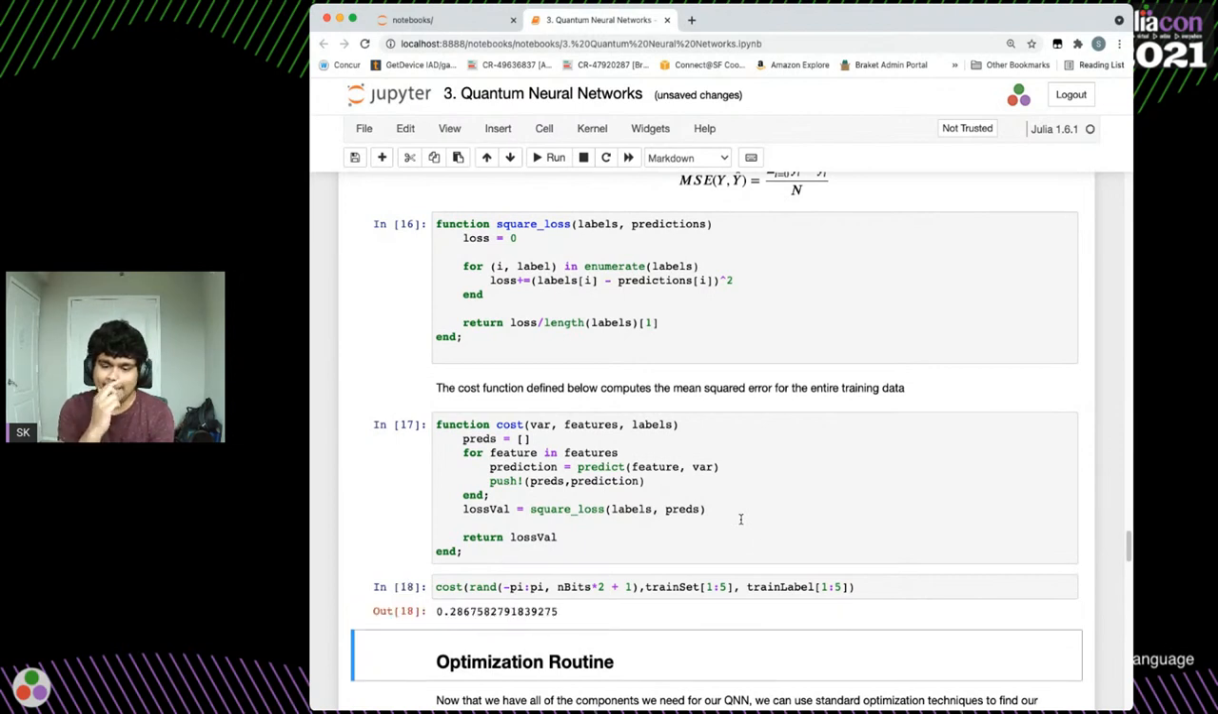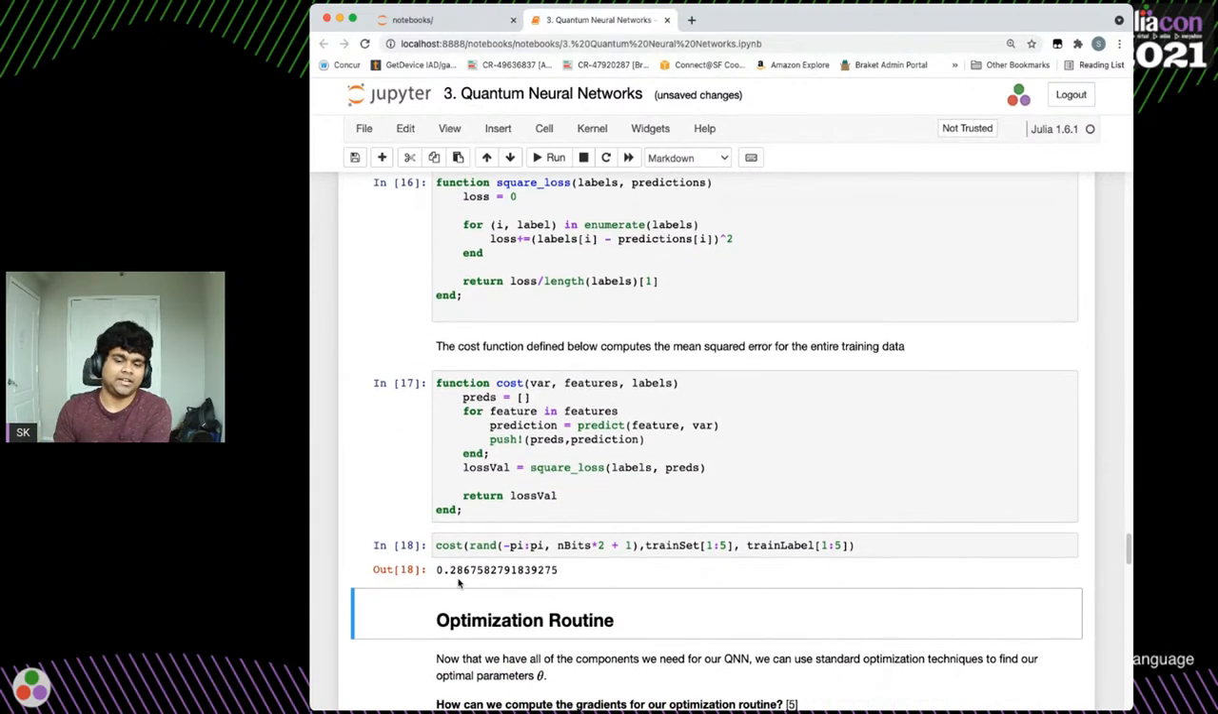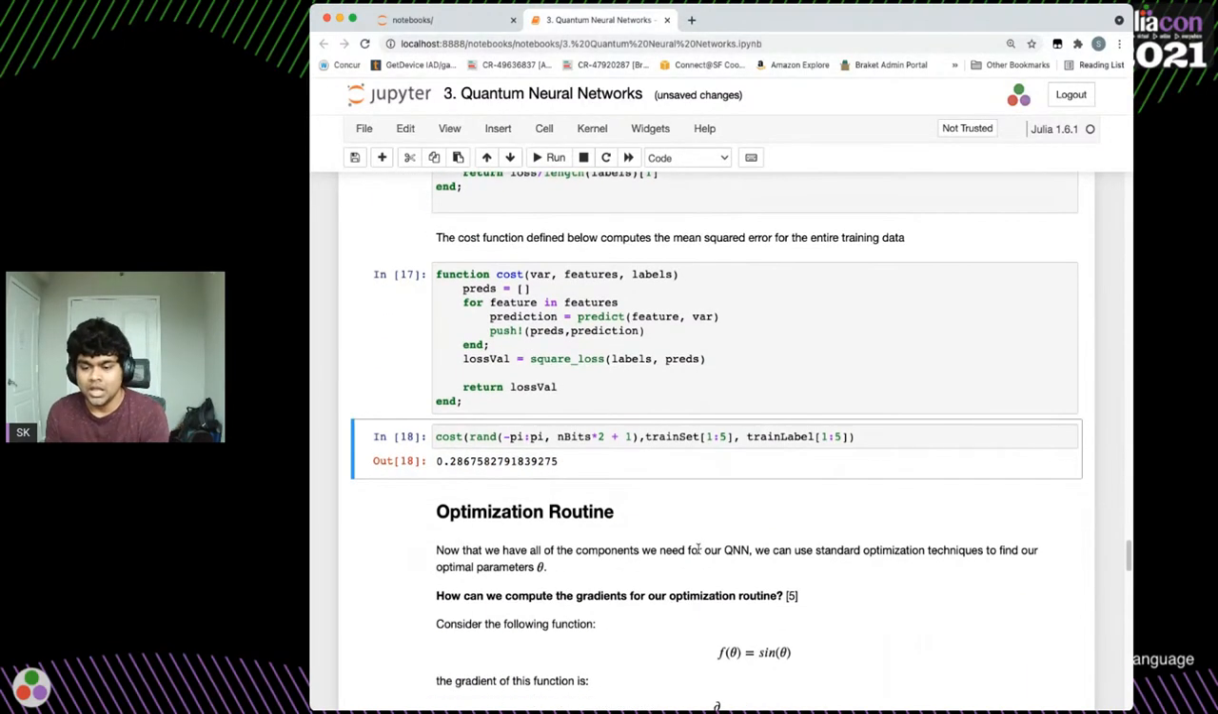Here's an example. Basically what that's doing is taking some random parameters W. It's applying a training set to a QNN, and then using that QNN to make a prediction over the first five data points in your training set. And then it's comparing the predictions that it made to the actual ground truth labels for those training examples. And it's identified that the mean square loss is 0.28, right?